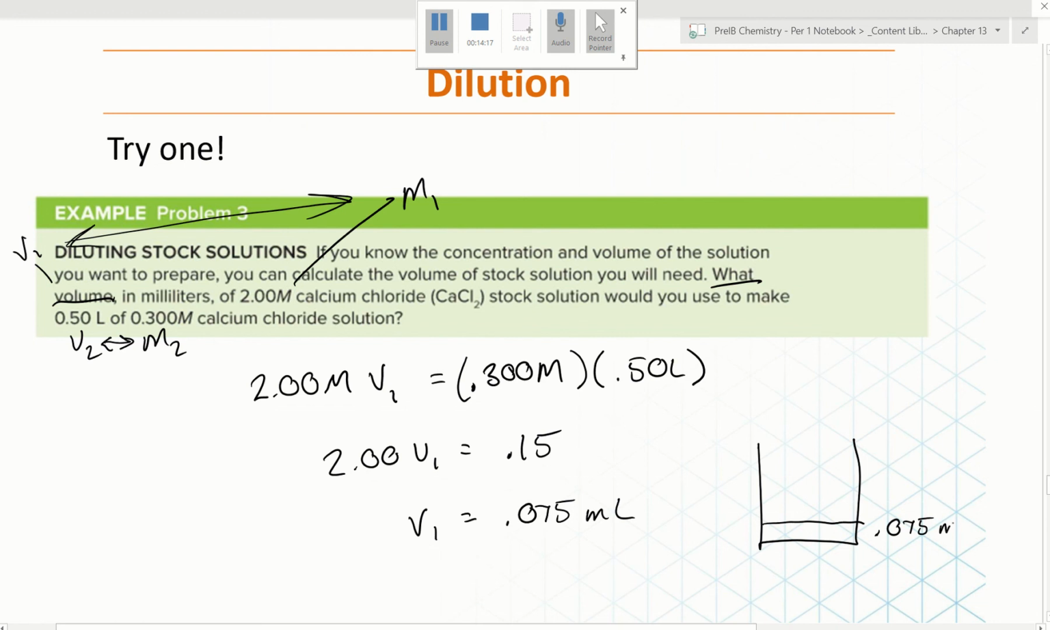So I would need 0.075 milliliters of my stock solution, which means I would take 0.075 milliliters of my 2.00 molar and add it here and then fill it up to 0.50 liters with water. And that would give me my new solution. The new concentration here would be 0.300 molar.